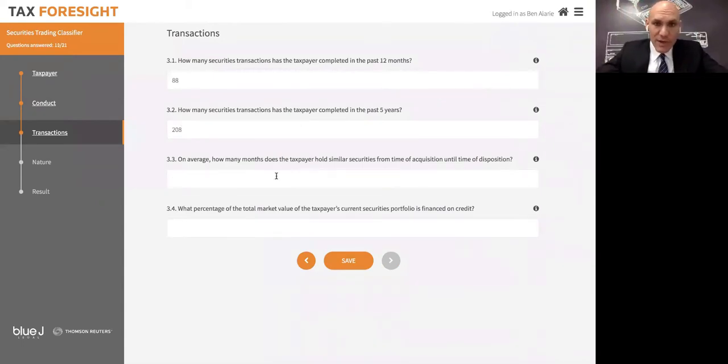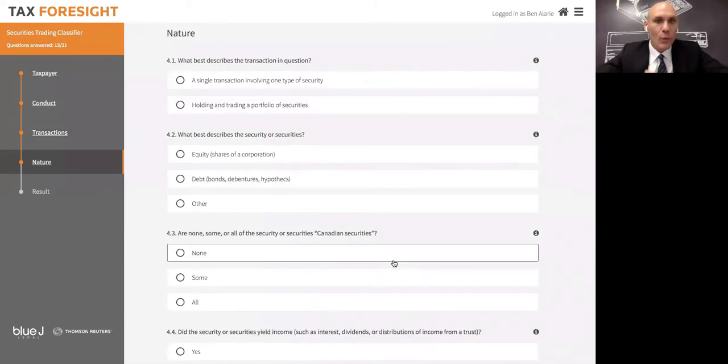On average, how many months does the taxpayer hold similar securities from time of acquisition until disposition? So we were told in 2009 it was on average about 50 days. So I'm going to say 1.5 months on average. What percentage of the total market value of the taxpayer's current securities portfolio is financed on credit? Let's say 0. It's all no margin buys. It's all just fully bought on cash terms.